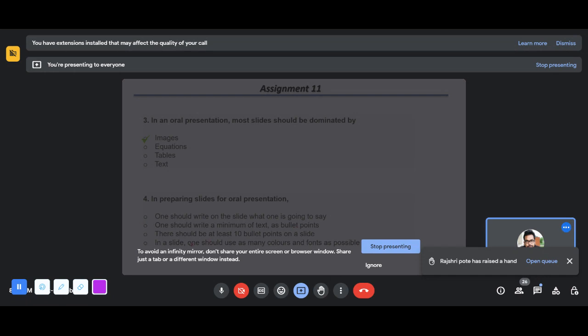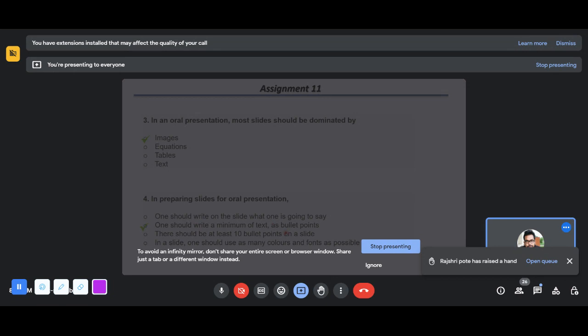We should say there should be at least 10 bullet points in one slide. There is no rule as such for how many bullet points you want to mention. And finally, in a slide, one should use as many colors and fonts as possible. This is again against the rule. You should use the minimum of colors and use a single font throughout the text. So then the option is the second one: one should write a minimum of text as bullet points. Okay.